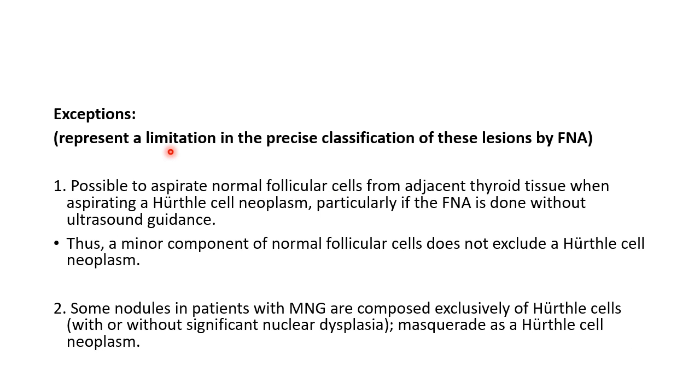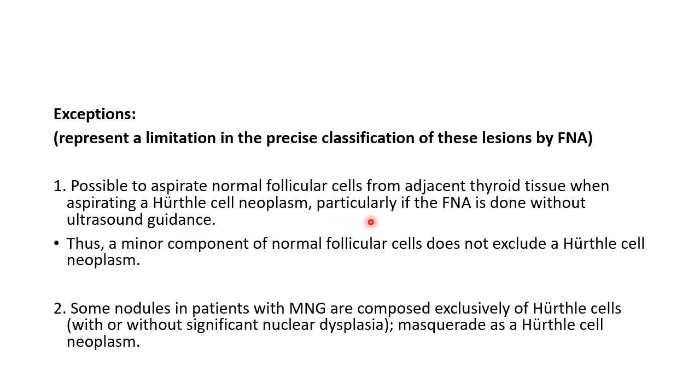However, all things are not so easy. There is a limitation in this classification also. For example, it is possible to aspirate normal follicular cells from adjacent thyroid tissue. So you may have sheets of oncocytic follicular epithelial cells, plus you may aspirate normal follicular cells from the adjacent thyroid tissue in case of Hürthle cell neoplasm. So if you have aspirated a Hürthle cell neoplasm, you are getting sheets of oncocytic follicular epithelial cells, but along with it the needle has also gone into the adjacent thyroid tissue. So you also have benign follicular epithelial cells.